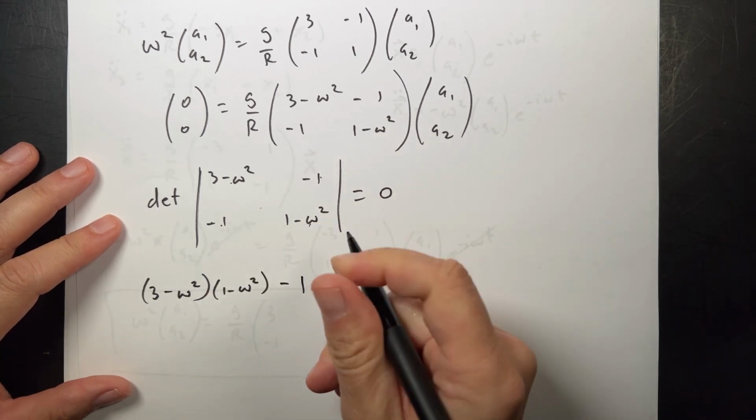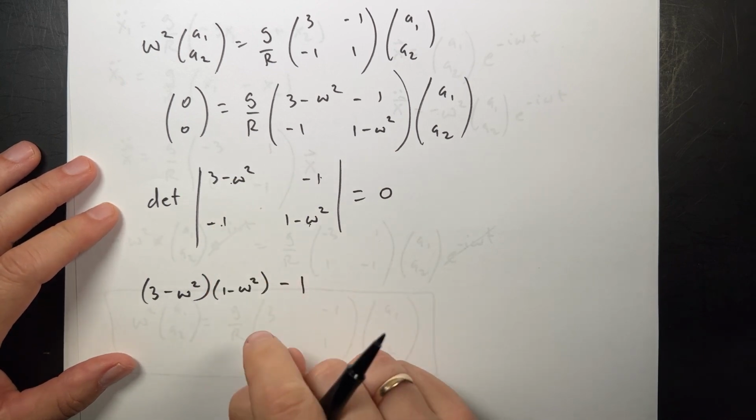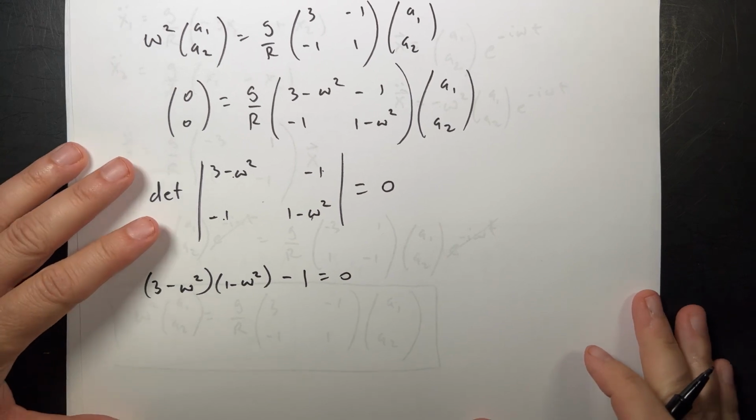So I get minus 1 because it's this times this minus this times this. This times this is negative 1 times negative 1. It's 1, but I get a minus. And then I get 0. I set it equal to 0.